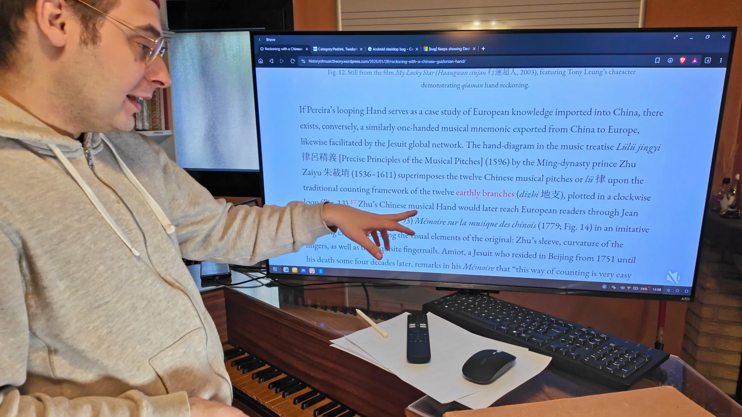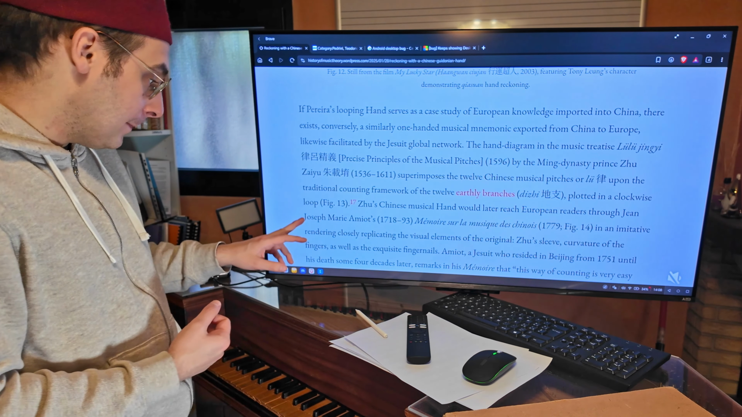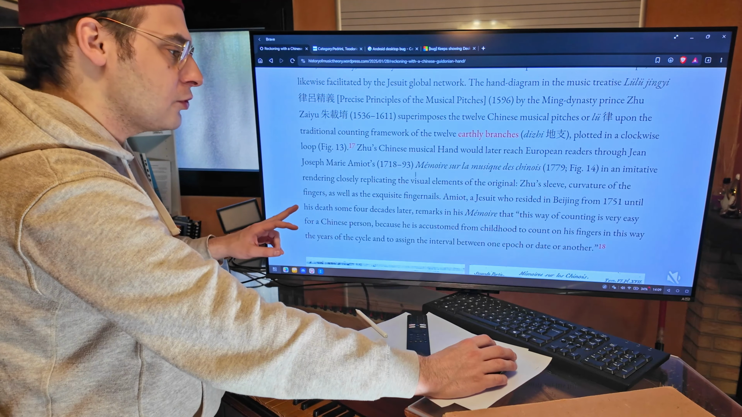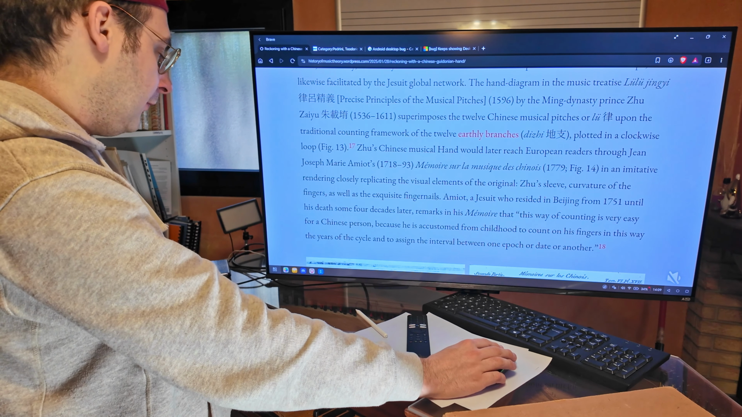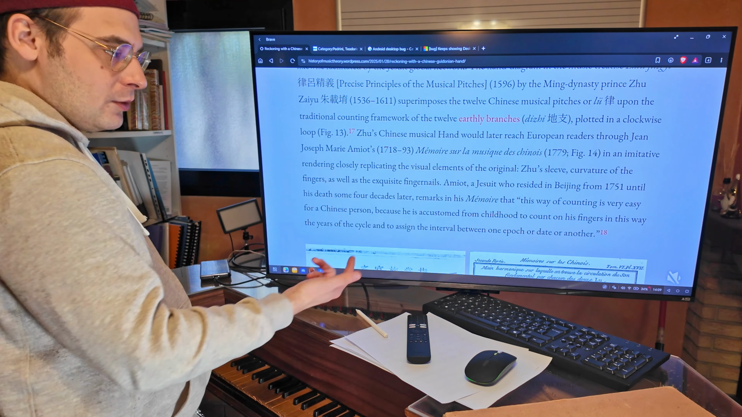Zhu's Chinese musical hand would later reach European readers through Jean-Joseph-Marie Amiot's Mémoire sur la musique des Chinois, in an imitative rendering closely replicating the visual elements of the original, Zhu's sleeve, the curvature of the fingers as well as the exquisite fingernails. Amiot, I think it's a French name.